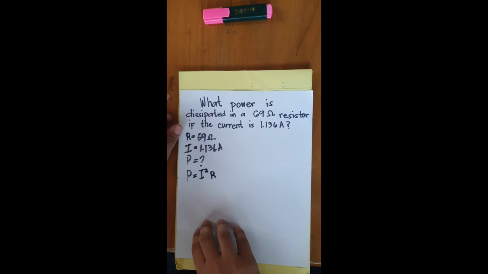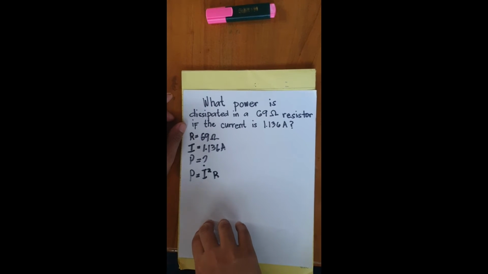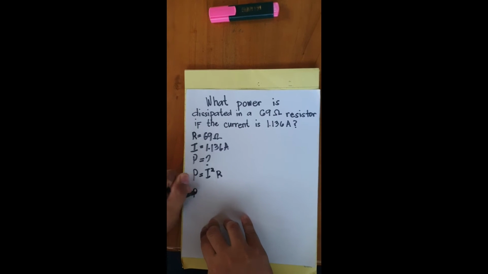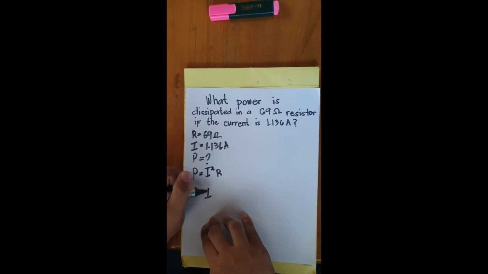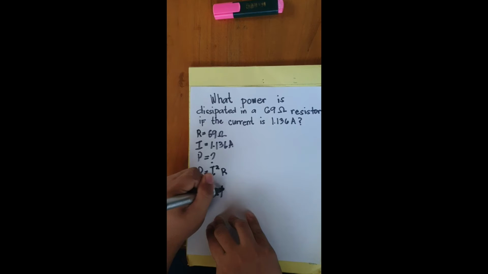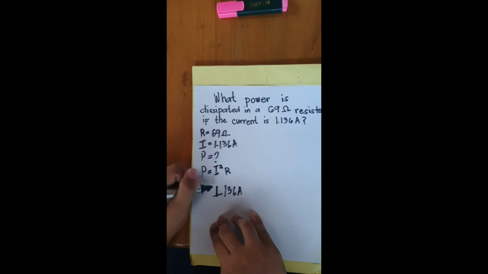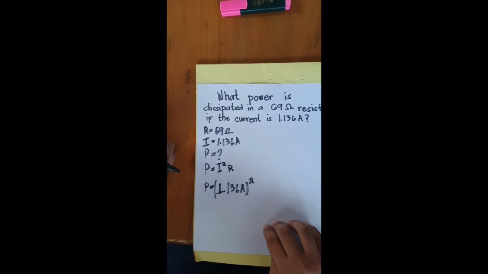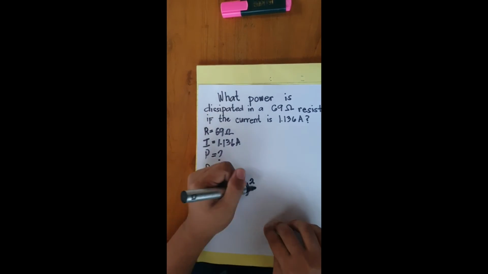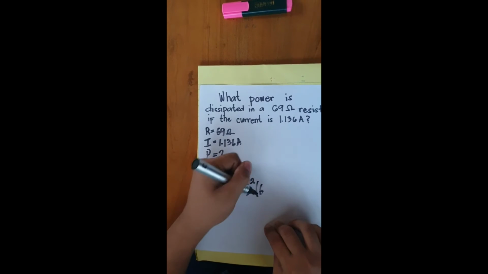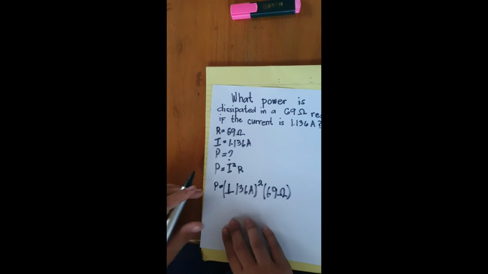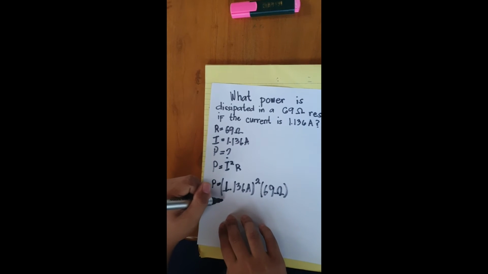So we have to look for the I squared. The value of I is 1.136 ampere, squared, times the value of our resistance, which is the 69 ohms. We will have the result of 89 watts.